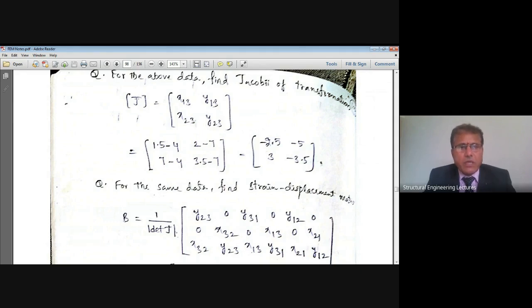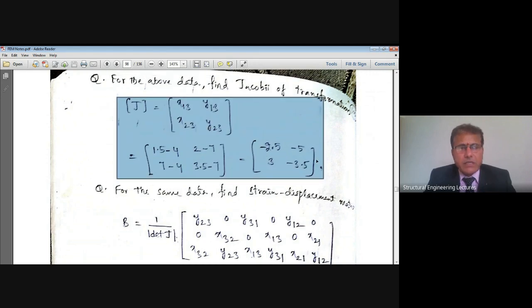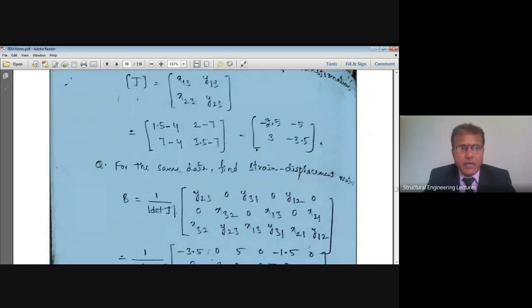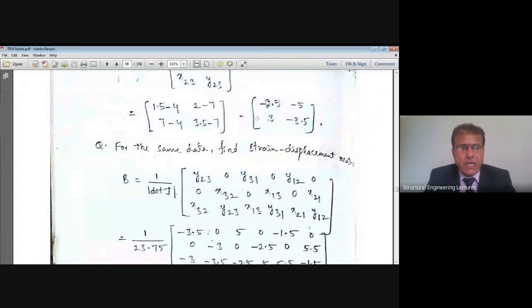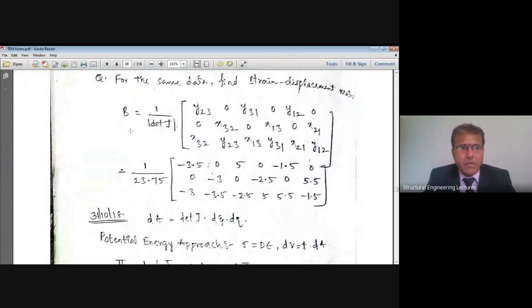That is how the Jacobian of the same triangle is obtained in terms of Jacobian of transformation, right? This is a constant matrix. It won't depend upon xi and eta. Even we can see that this is a constant matrix, right? Constant matrix.